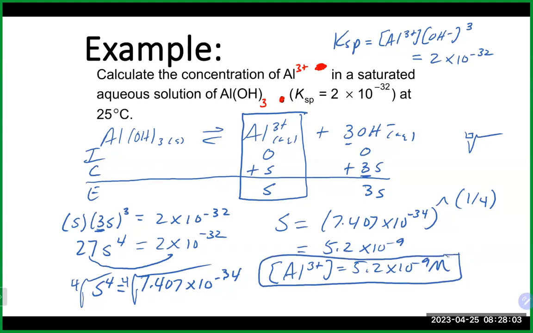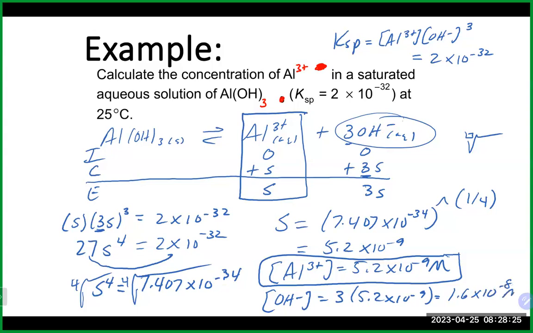We could also, if we wanted to, get the concentration of hydroxide. The hydroxide concentration would be 3 times S, right? So take 3 times the 5.2 times 10 to the minus 9. And that would get us something like 1.6 times 10 to the minus 8 molar.